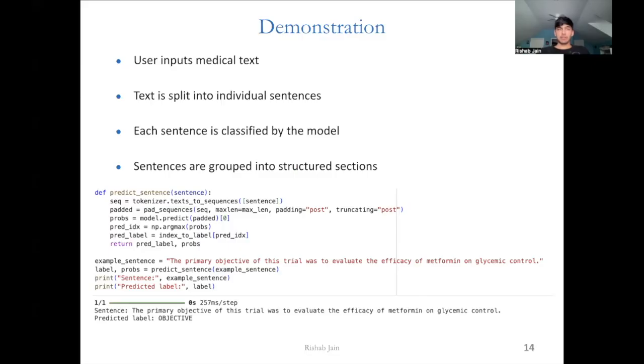So I do have a little demonstration of the model in action. A user can input medical text, which is first split into individual sentences. Each sentence is then passed through the trained model, which predicts its section label. Finally, the sentences are grouped into structured sections such as methods or results. This shows how the model can automatically organize unstructured medical text into a structured format.